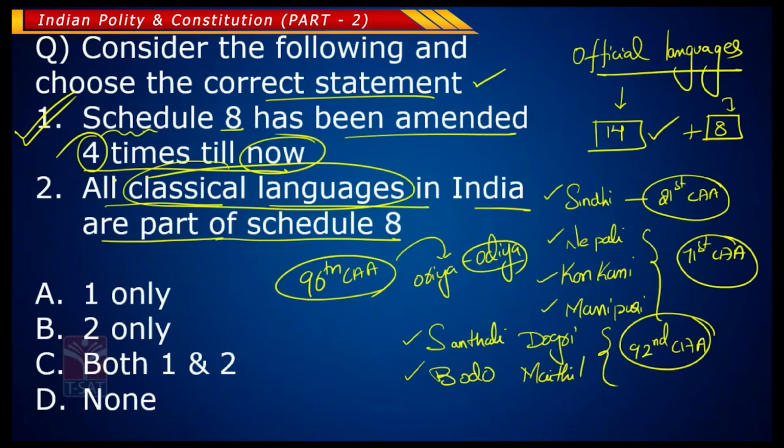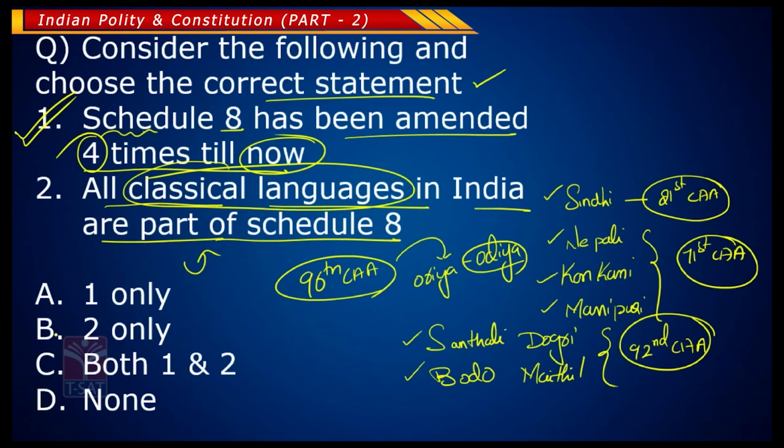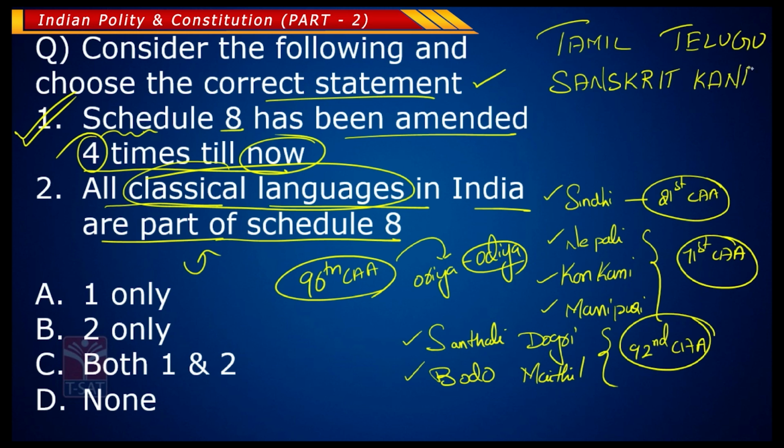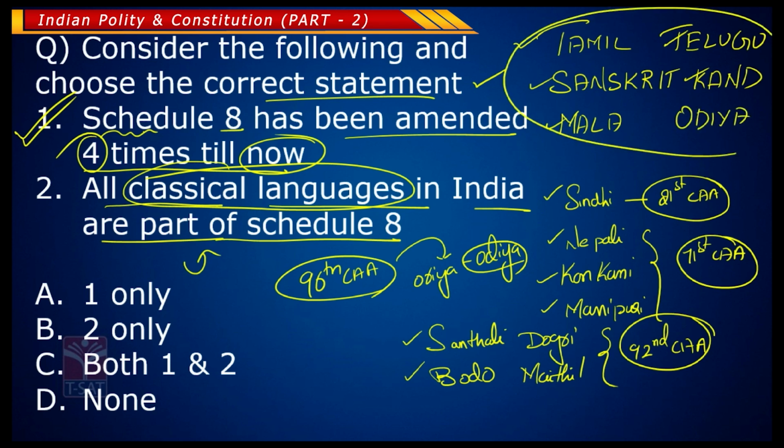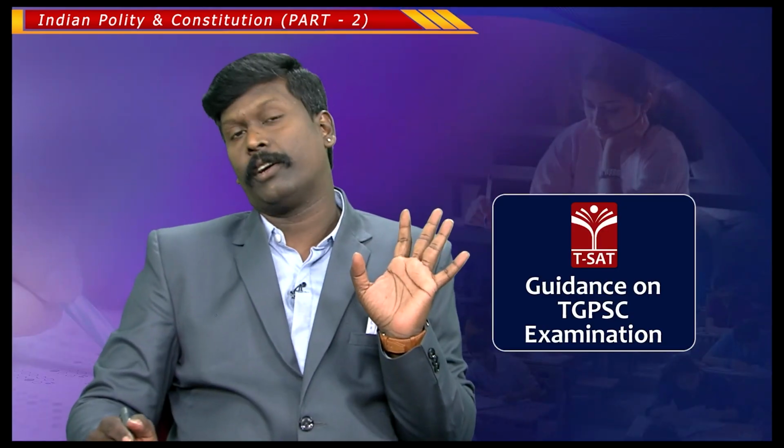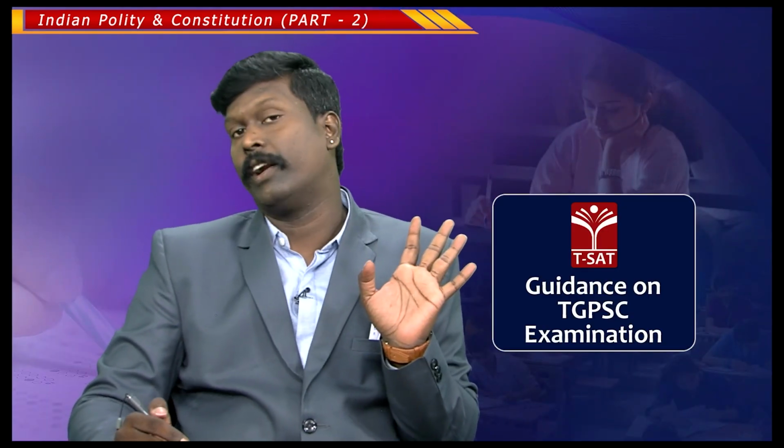All classical languages are part of the Schedule 8. Few classical languages, what are they? Tamil, Sanskrit, Telugu, right? We have Kannada, we have Malayalam, 1, 2, 3, 4, 5 and Odia. There are 6 classical languages. All classical languages are part of Schedule 8.